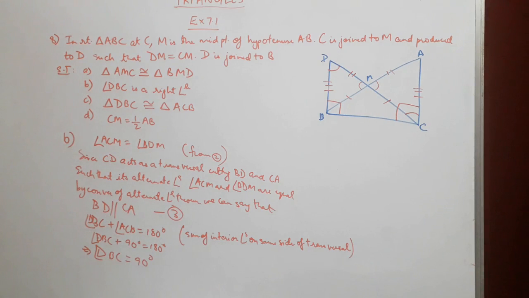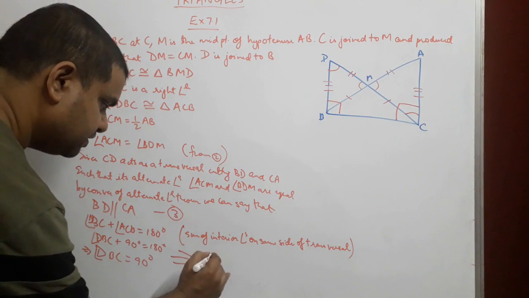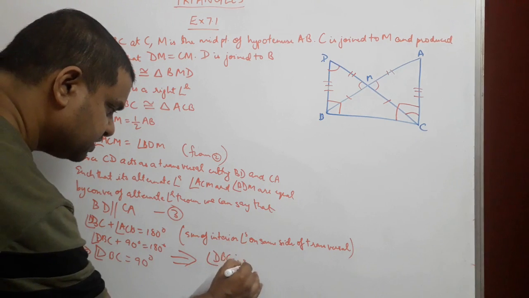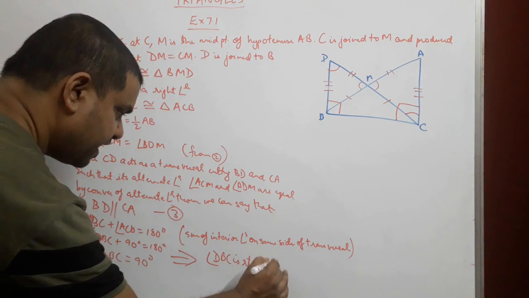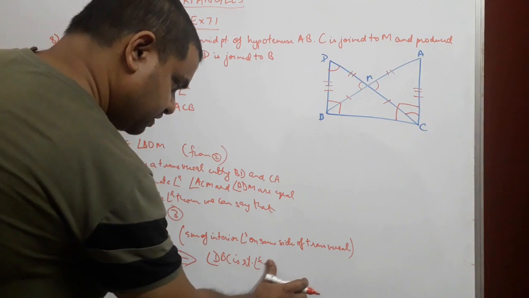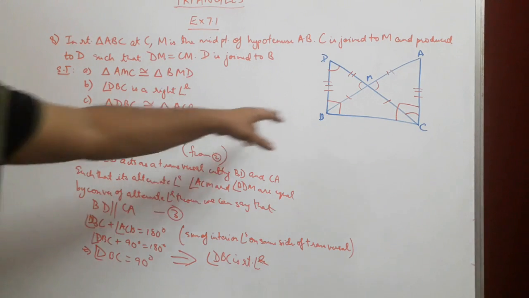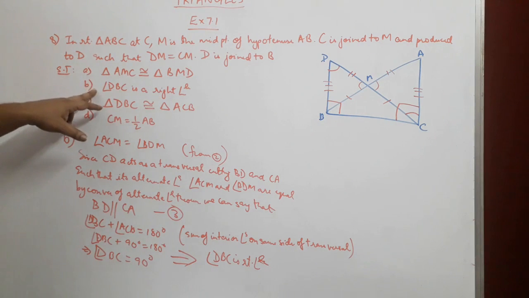When we take 90 degrees to the other side, it becomes negative. 180 minus 90 will give us 90 degrees. So this implies that angle DBC is a right angle. So this way we have proved our second part, which says we needed to show angle DBC is a right angle. Moving on to the third part.